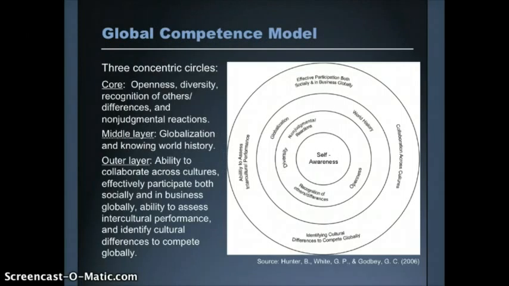The global competence model is based on 3 concentric circles, basically layered like an onion around the central idea of self-awareness. The core of this is openness, diversity, recognition of others' differences, and non-judgmental reactions. The middle layer is based on globalization and knowing world history. And finally, the outer layer is the ability to collaborate across cultures, effectively participate both socially and in business globally, and to assess intercultural performance and identify cultural differences to compete globally.